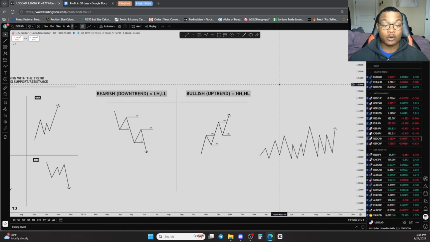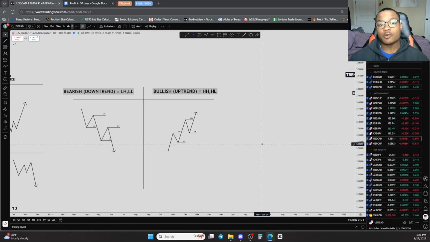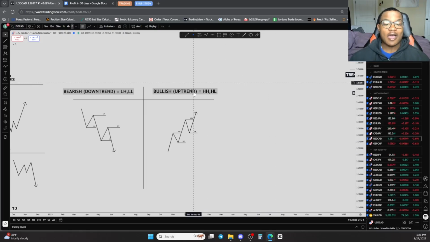Quick recap on structure. And if you don't know what structure is and you want a deeper detailed explanation, I did a video talking about structure of the market, how to identify structure, so on and so forth. Now, the important question is, how do you find your support and resistance? Well, after you're able to identify your structure, what can we tell off of just structure alone?